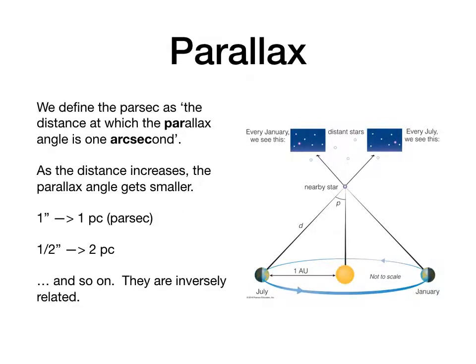And it turns out the parallax angle, P, is inversely proportional to the distance D. So a star that has a parallax angle of 1 arc second is 1 parsec away. A star that has a parallax angle of half an arc second is 2 parsecs away. A star that has a parallax angle of 1/3 of an arc second is 3 parsecs away, and so on, and so on. So if you know the parallax angle, you can very quickly determine how many parsecs away the star is.